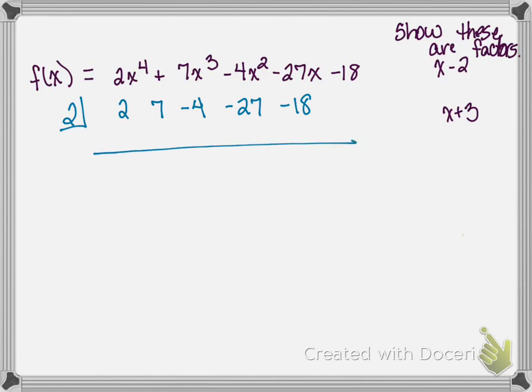So I am going to bring my 2 straight down. What do I multiply that 2 by? 2. Good. What's 2 times 2? 4. Good. Then I have 7 and 4. I add those together. What do I get? Good. What do I multiply 11 by? 2.